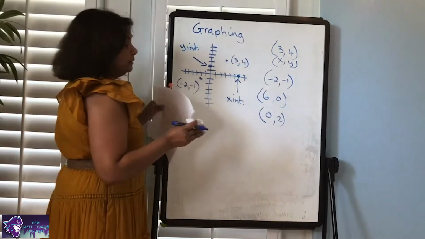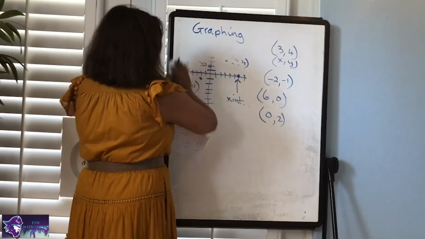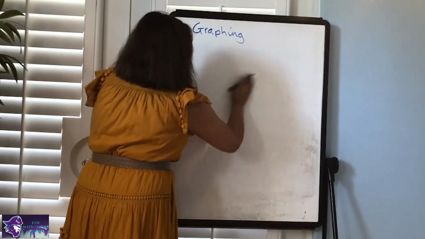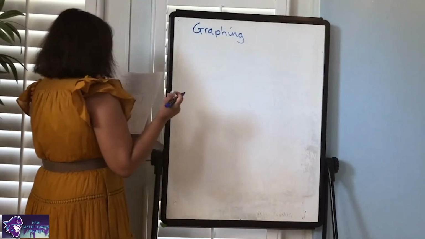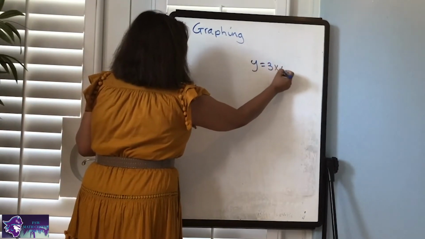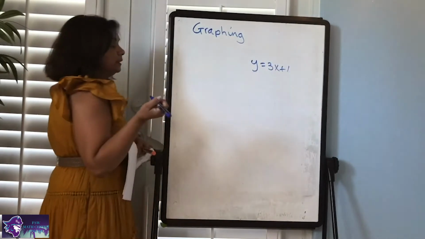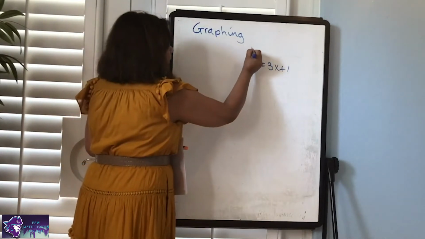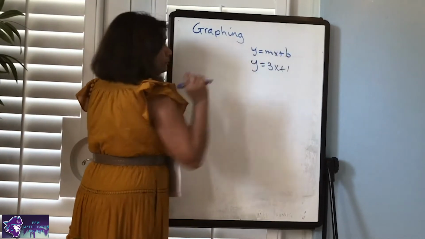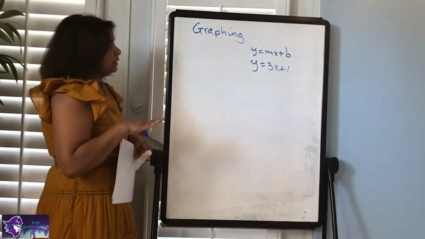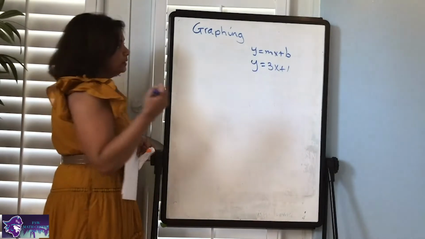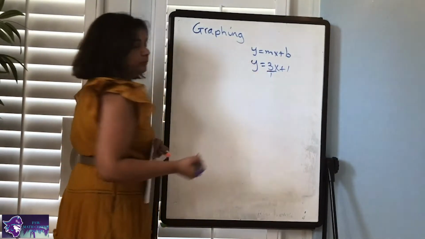Let's look at an equation now. I'm going to take this off. And my equation is y is equal to 3x plus 1. Now this is written in slope-intercept form. Slope-intercept form is y is equal to mx plus b. Remember, b represents your y-intercept. That tells you where it's going to cut on the y-axis. And m is slope. Slope is always rise over run. So technically you could think of this as being 3 over 1.